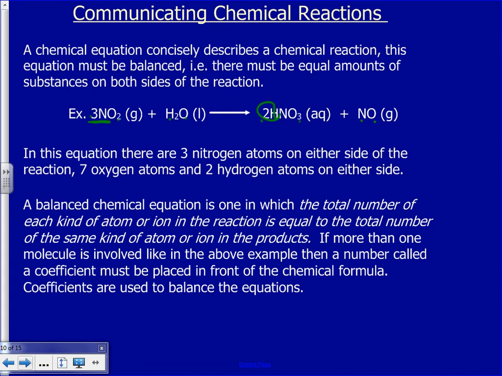And it is very important that when we communicate a chemical reaction, we communicate it in that way. Right, so this is probably, because it's in italics, something you should know. In a balanced chemical equation, the total number of each kind of atom or ion is equal to the number of that ion on the product side.